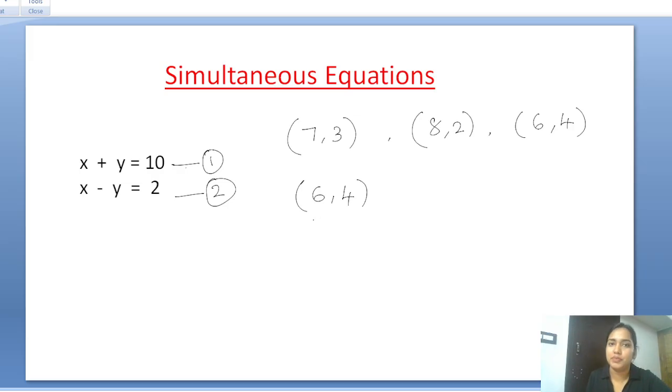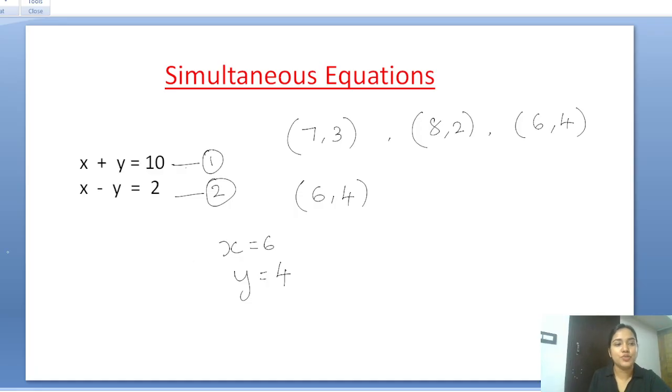So, what can you say from this? 6, 4 satisfies both the equations. The sum is 10 and the difference is 2. So, 6, 4 is a solution for this simultaneous equations where x equal to 6 and y equal to 4. Okay. But it will not be this simple in every case. We can't do the trial and error method in every case, every equation. So we need a proper step-by-step method, isn't it?